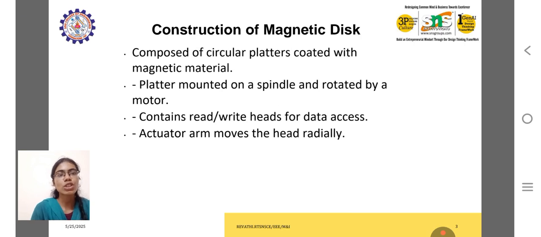So what are all the constructions of magnetic disks? It is composed of a circular platter coated with magnetic material. It contains a read-write head for data access, and actuator arms move the head radially. So as I have already said, the music or anything is recorded in the magnetic material coated on the disc. When the disc is rotated, the magnetic head comes in contact with the magnetic coated material, and the music is played. It also does read and write of memories.